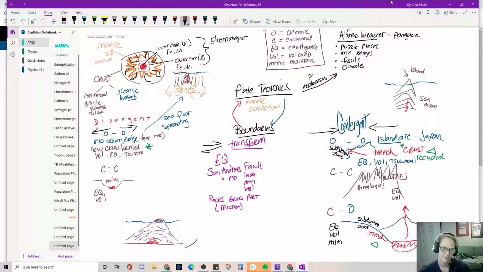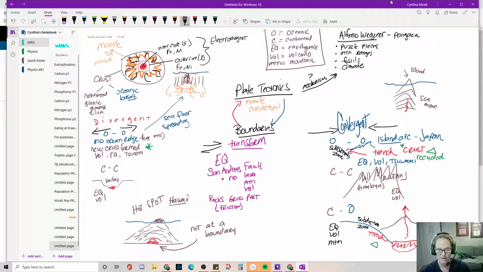Only this little magma plume is not at a boundary. It's in the middle of a plate. And so that's what a hot spot is. It's a magma plume that, in the middle of a plate, not on a boundary, shoots up and we get islands cropping up. So that's like Hawaii.